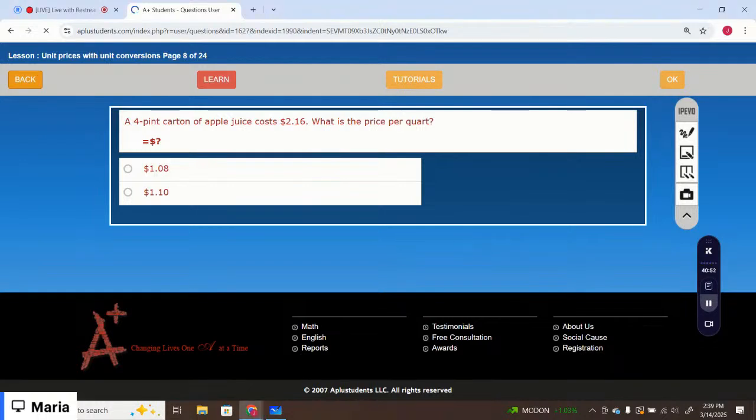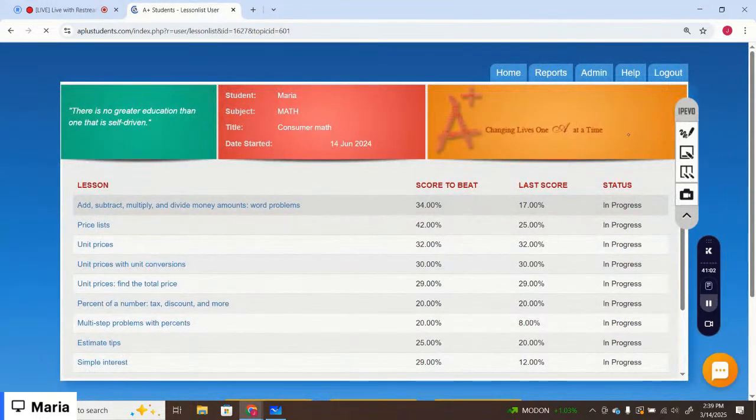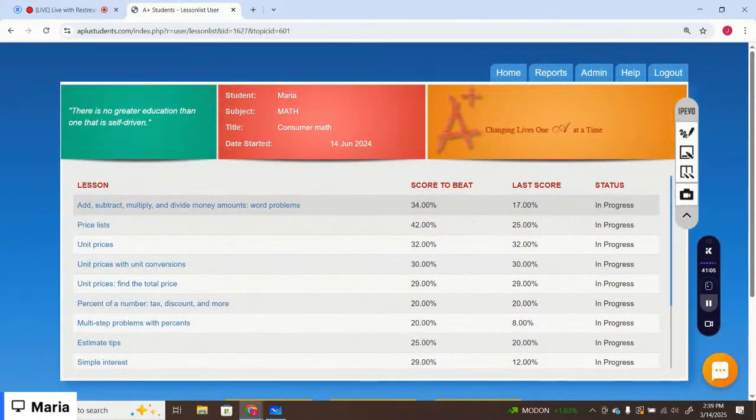So we were working on grade 7 math. The chapter we were working on is consumer math. The lessons we have covered today are add, subtract, multiply, and divide money among whole problems, price list, unit prices, and unit prices with unit conversions. Please make sure before the next session you complete all the practice questions for the lessons we just did. That is your homework until next session.